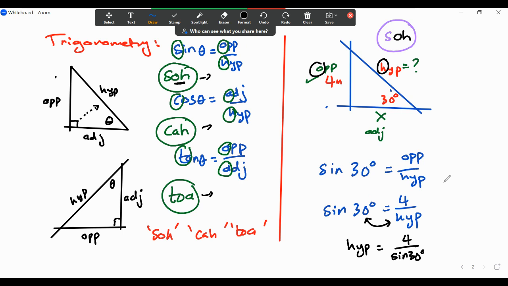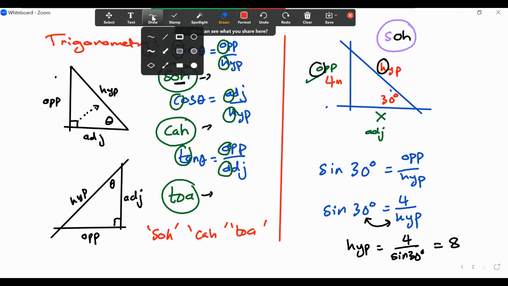And so we need to have a calculator, obviously. So go to a calculator, press the fraction button first, then put 4 at the top and put sine 30 at the bottom. So fraction button, 4 at the top, sine 30 at the bottom. Comes to 8. What have I found? I've just found that this length of the hypotenuse is 8 meters.